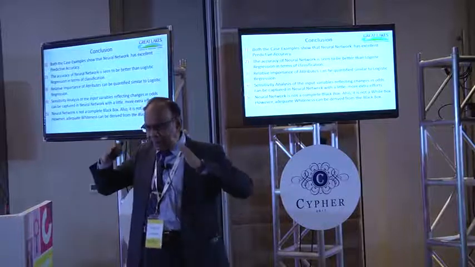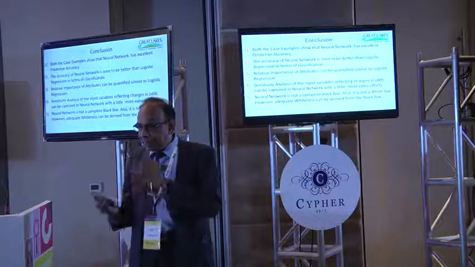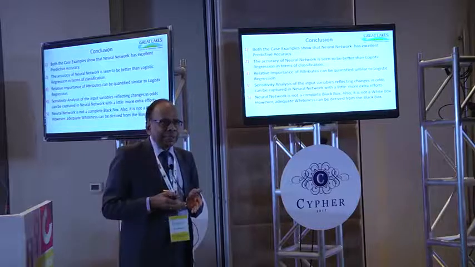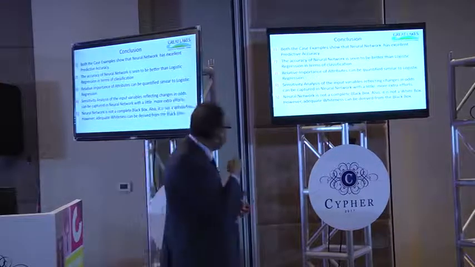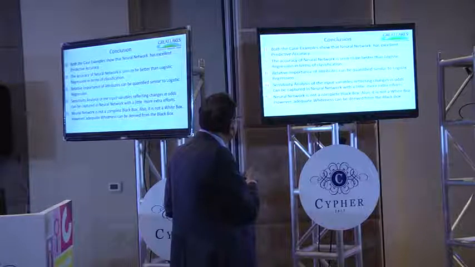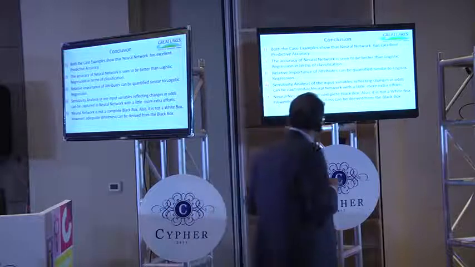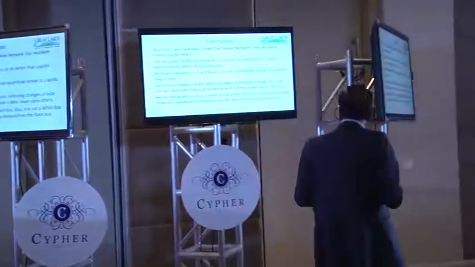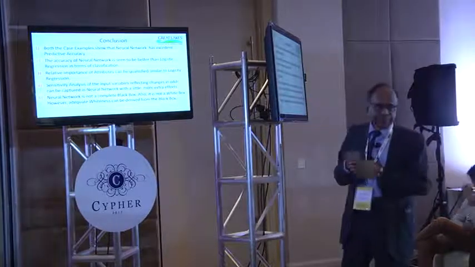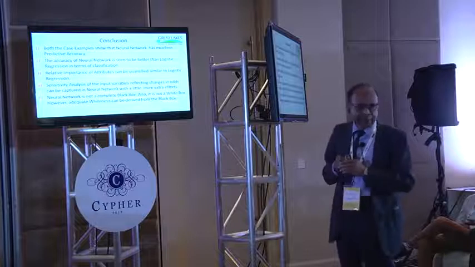Don't change the weights, just run the program with different sensitivity scenarios and then try to gauge, is it possible? The answer is yes, you can do that. So I'm saying a neural network is not a complete black box. It's also not a white box. However, adequate whiteness can be derived from the black box. This is one thing which I say with all confidence.